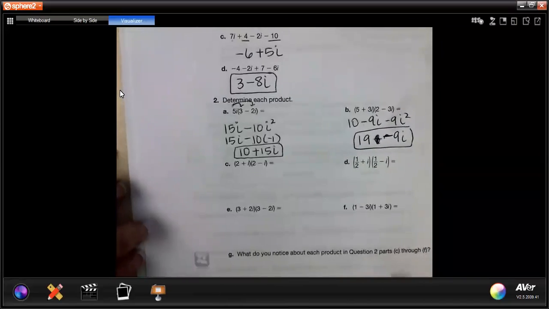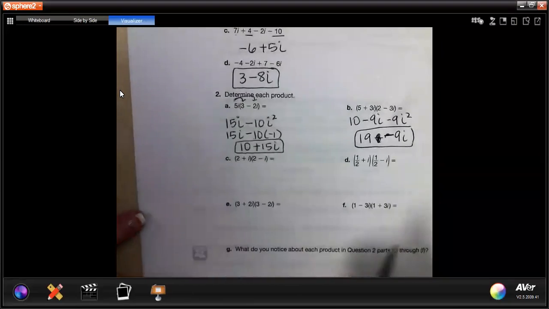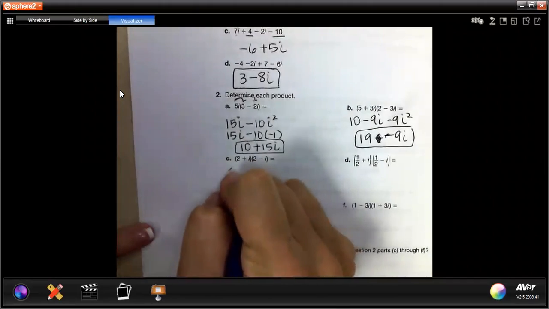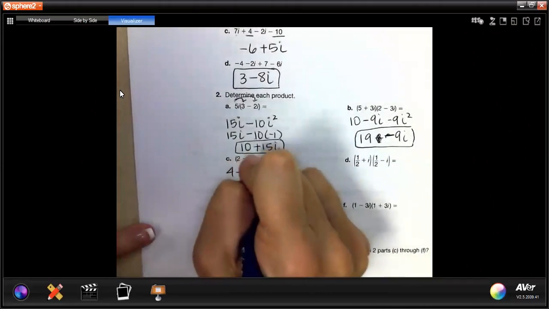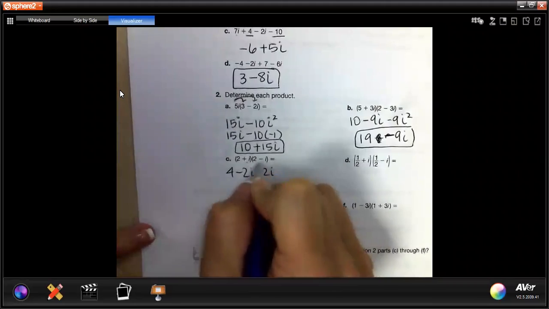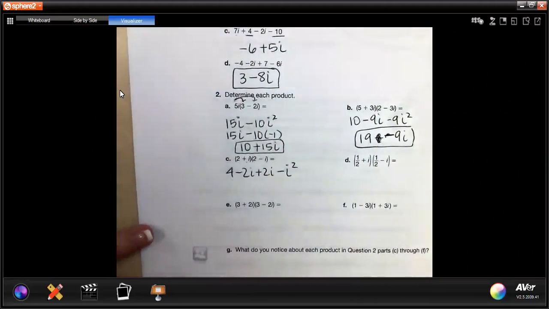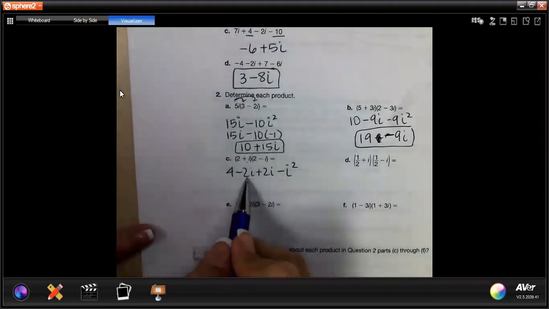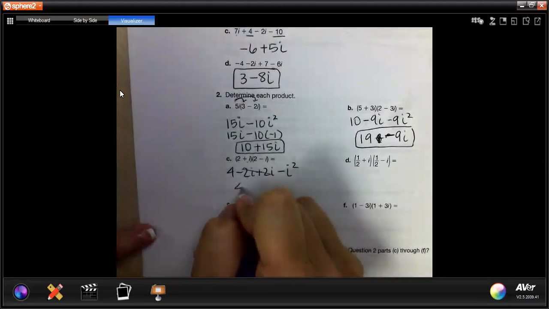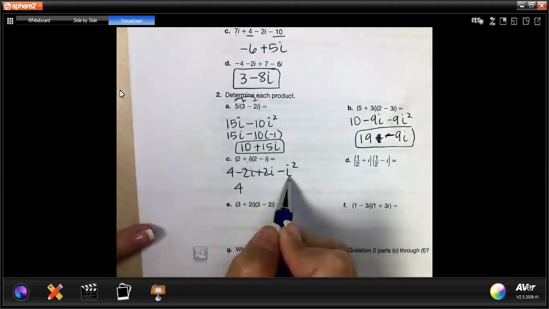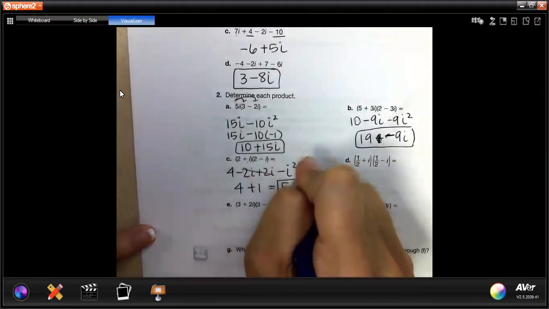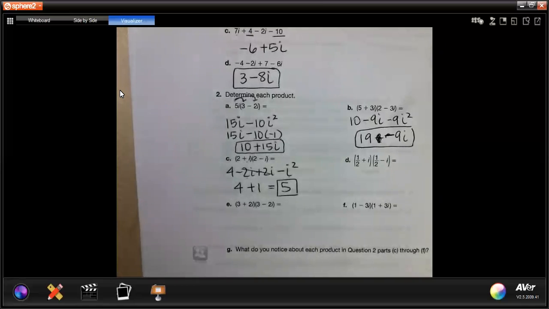All right, we'll do another one over here. For C, I'll do this one by multiplying it with the distribution. 2 times 2 gives us 4. 2 times negative i gives us a negative 2i. i and 2 give us 2i. And positive i and a negative i give us a negative i squared. Now to simplify this, negative 2i and positive 2i cancel each other out. And so we have 4, and i squared is negative 1, so that turns this into plus 1. So this would just be 5. The imaginary number part went away.